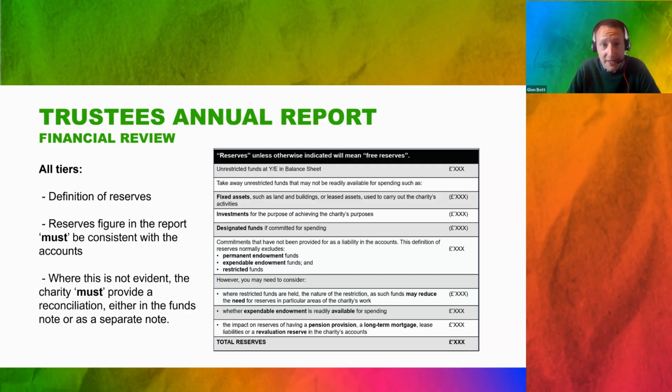As to what you then need to include in your trustees report, what they say is that the reserves figure that you include in that report must be consistent with the accounts. You've seen there's quite a detailed calculation, so it may not be directly obvious what figure you're quoting as your reserves versus what the bottom of your balance sheet looks like. So it has to be consistent, but if it is not directly comparable, i.e. you can't see that number in the bottom of the balance sheet, then you do need to provide a reconciliation, explaining how that reserves figure is calculated, what you have added in or deducted off of those reserves funds to get to your overall reserves figure.